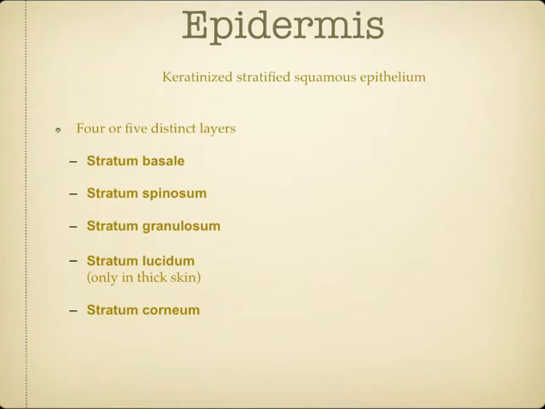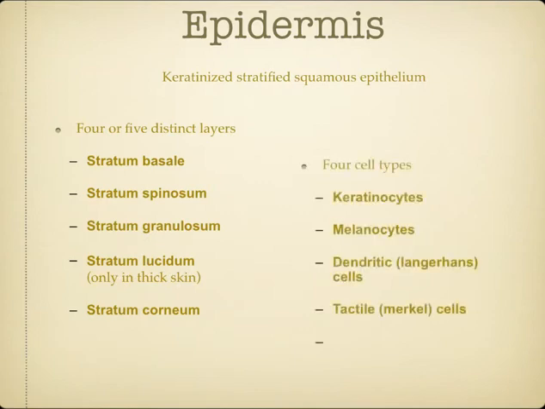We'll talk about each of those layers in its own turn from the bottom up a little bit later on in this chapter, actually probably on the next few slides. We also have a few cell types to be concerned with here. There are 4 cell types. In fact, there are keratinocytes, melanocytes, dendritic cells, sometimes known as Langerhans cells, and Merkel cells.